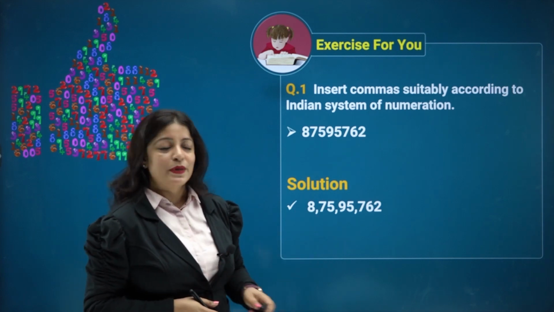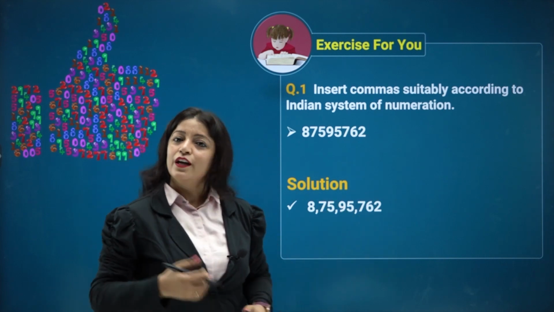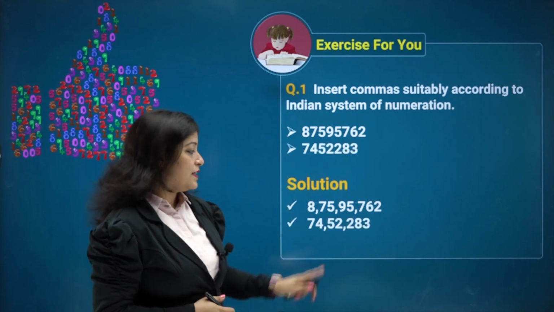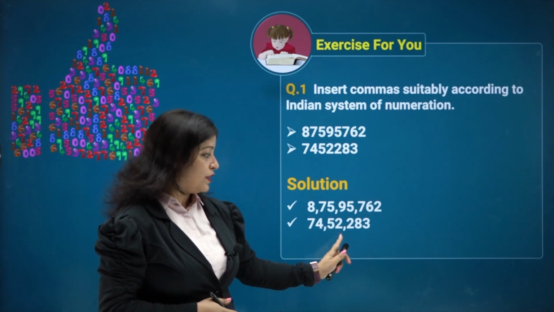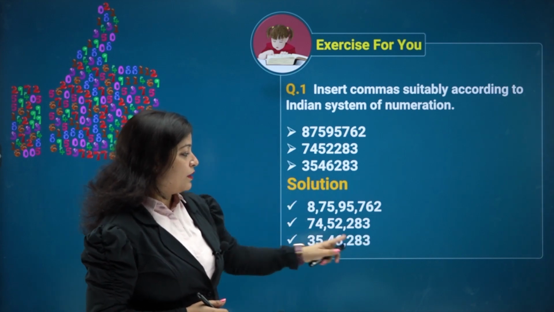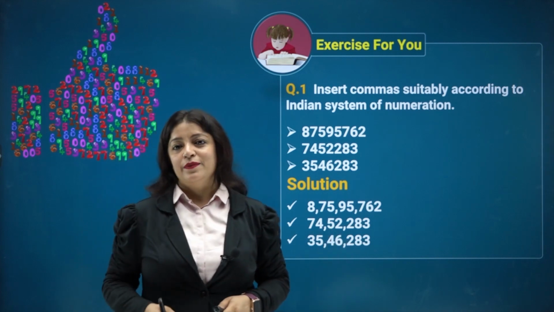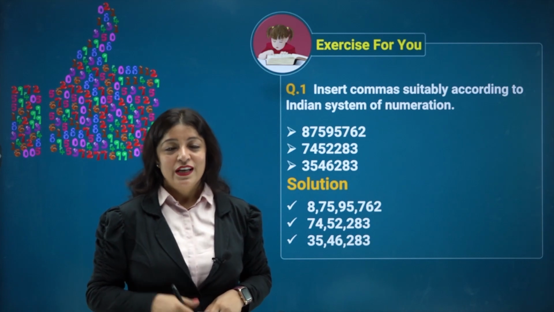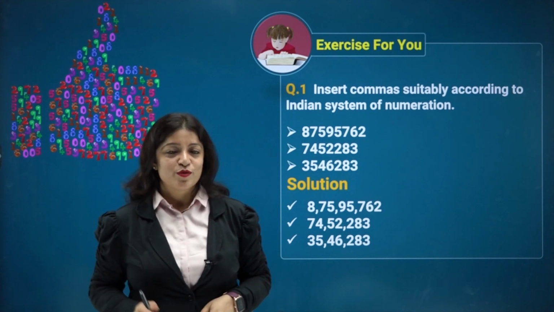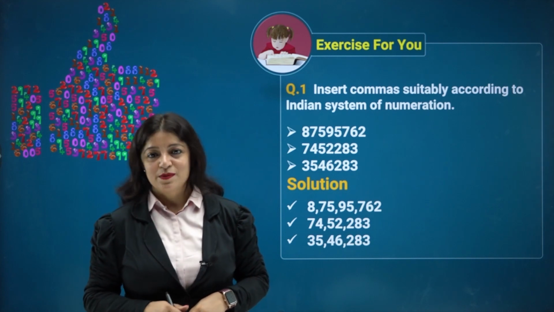So it's very simple to read the number as 8 crore 75 lakh 95,762. In the same way, you can put commas in the second number also and read that as 74 lakh 52,283. Next, if you read this by putting commas, 3, then 2 and then 2, so 35 lakh 46,283. So isn't it simple now for you? The exercise for you here will be to write the same numbers in the international system of numeration also. So try that on your own. And let us switch on to the next part here.